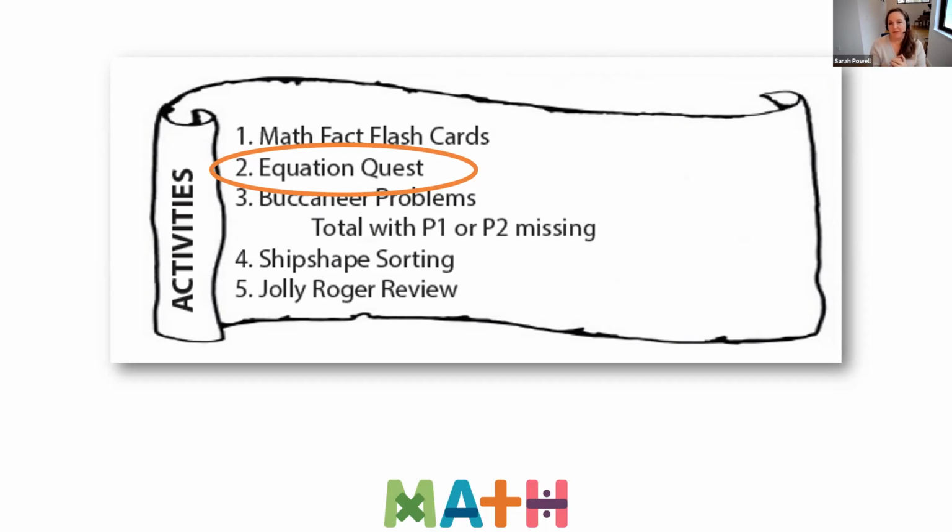And then the 4th activity in each session is that students sorted word problems. So they decided whether word problems were total difference or change problems without solving those problems. And then finally, there was a review at the end called the Jolly Roger Review. You can see this is very pirate themed for the students, and it's really kind of a fun part of the word problem intervention. But I want to focus on Equation Quest.